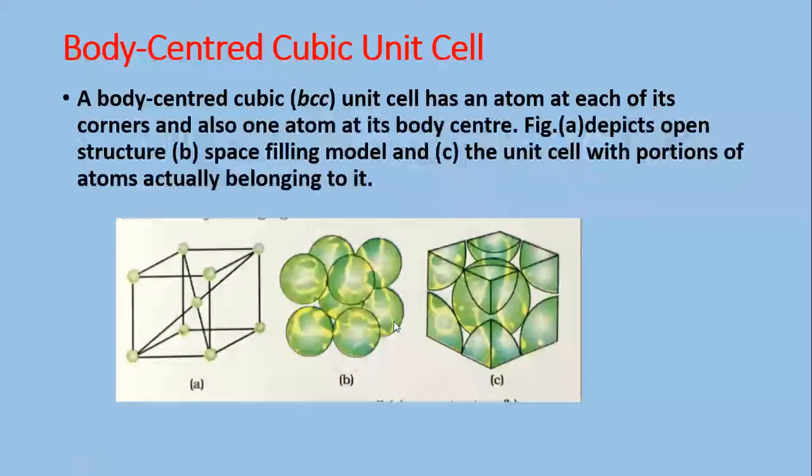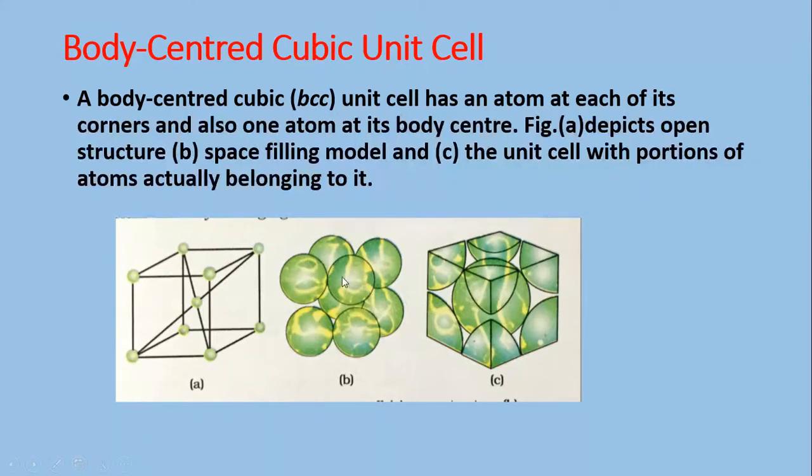Now, let's see the body-centered cubic unit cell. With the first diagram itself, we can understand: 8 corners, 8 constituent particles are there. Along with that, at the center of the body or center of the cube, there will be one constituent particle. So this is said to be a body-centered cubic unit cell, or BCC. Now figure A is an open structure, whereas figure B is the space filling model, where we can see the actual size of the particle.